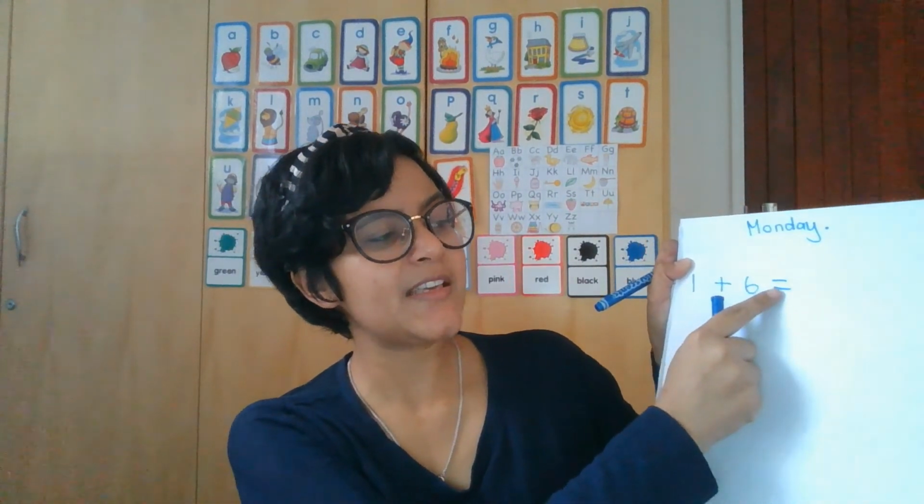But let me just show you guys this. So say for example, you write today's date. Today is Monday. Write it on top of your page. And then the sum says 1 plus 6 equals. All you have to do is write 1 plus 6 equals, and then you write the answer. What does 1 plus 6 equal? I have 1, right, plus 6. Well, let's go 6 first. 6 plus 1 is 7. So we can write the number 7.